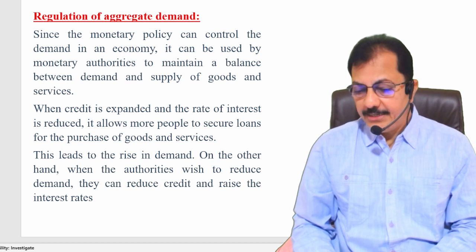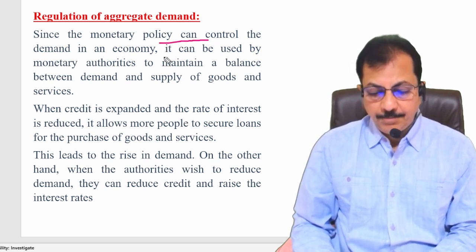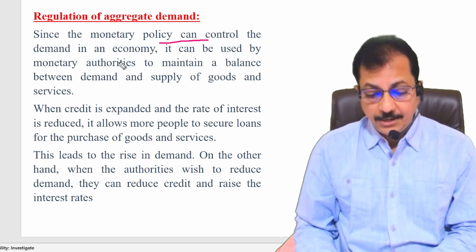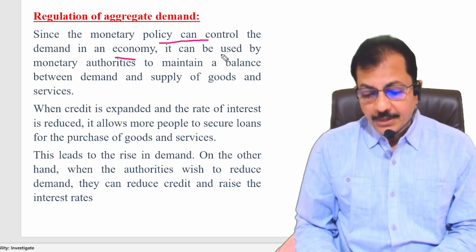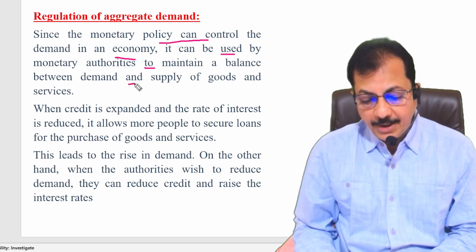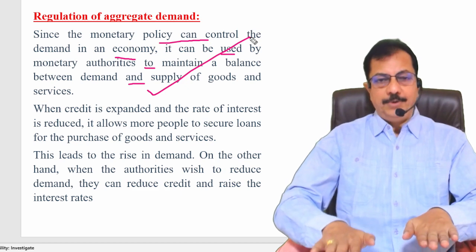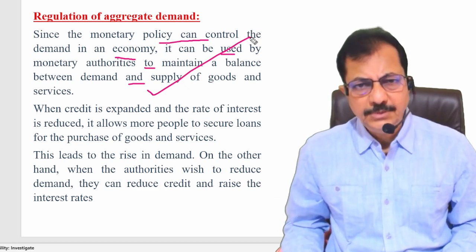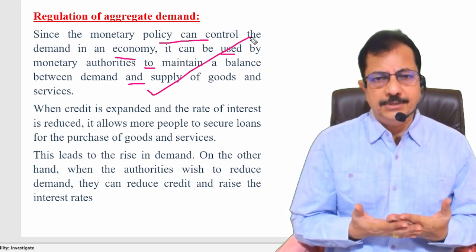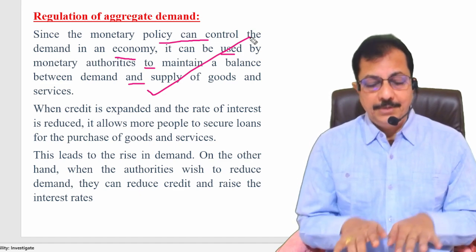Regulation of aggregate demand. Since the monetary policy can control the demand in an economy, it can be used by monetary authorities to maintain a balance between demand and supply of goods and services. So by monetary policy, you can maintain the balance. Is that okay? So how do you control this one? Control the inflation by using monetary policy, and that will be maintaining the demand and supply, right?